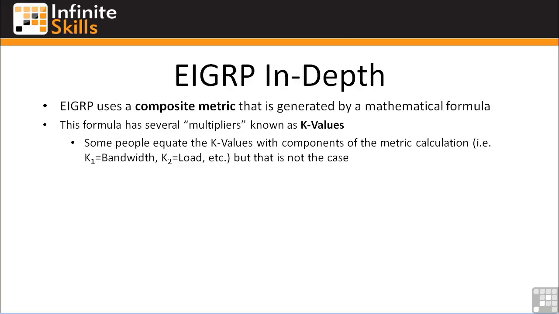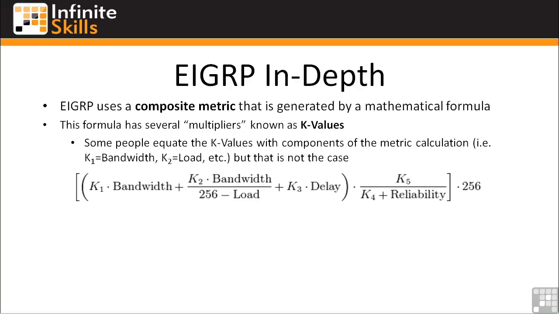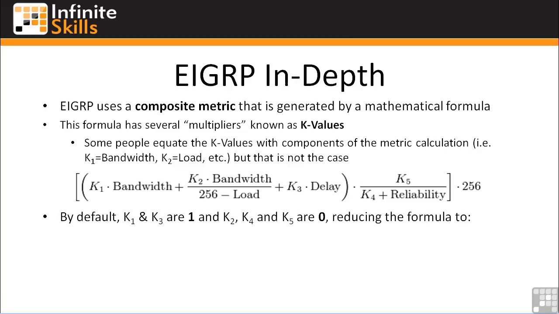And speaking of the formula, here is that formula, and it's a pretty complex formula when you first look at it. However, it's simplified by the fact that the defaults for k1 and k3 are 1, and k2, k4, and k5 are 0. So that cuts out a lot of the formula, and it basically reduces the formula to this: 256 times 10 to the 7th divided by the minimum bandwidth across the path to the subnet, plus the sum of all the delays divided by 10. Your teacher always told you to study math, and now you're having to use it.